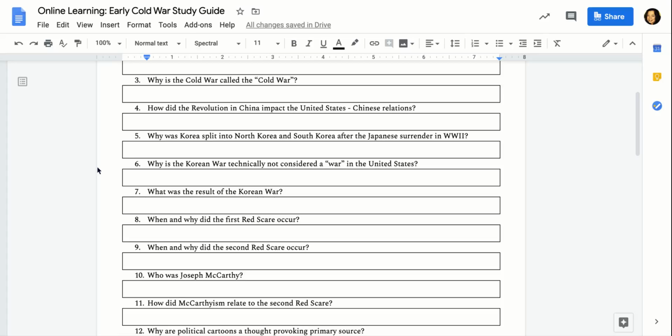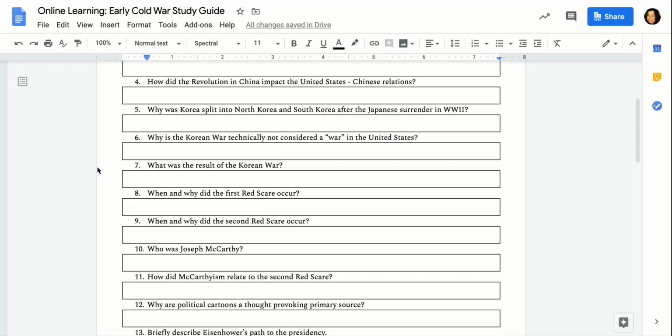Why is the Cold War called the Cold War? It's not a hot war, it's a Cold War. Why? Then question 4, we're going back to the Korean War lesson. How did the revolution in China impact the United States and Chinese relations? Hint, the United States and Chinese relations got worse. Why? Number 5, why was Korea split into North Korea and South Korea after the Japanese surrender in World War II?